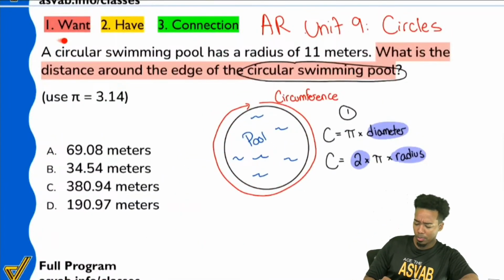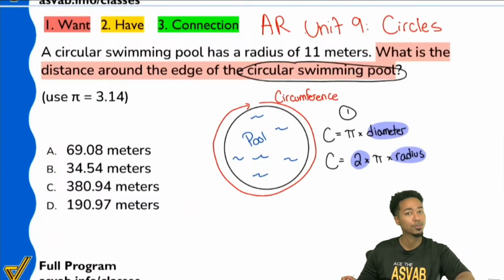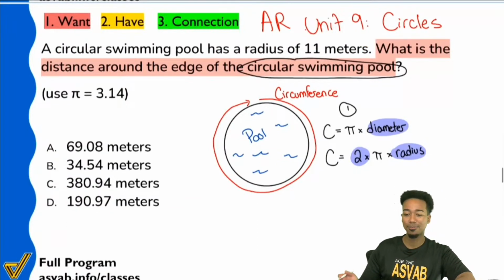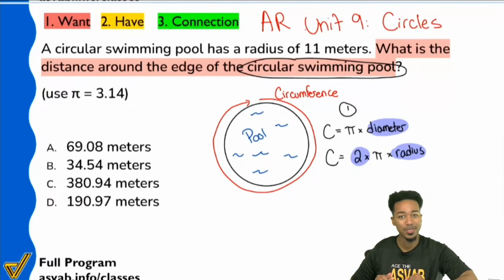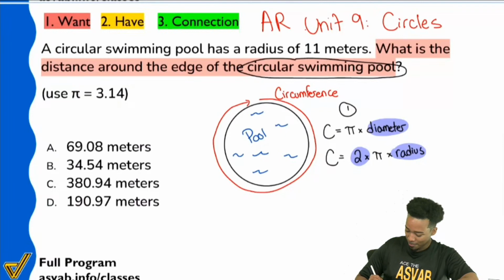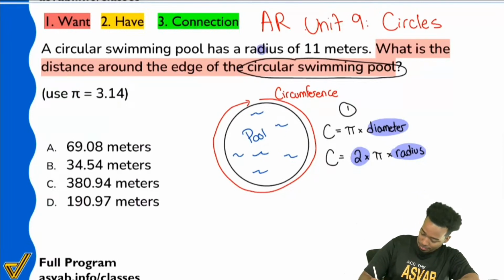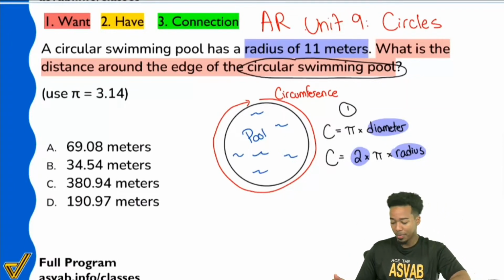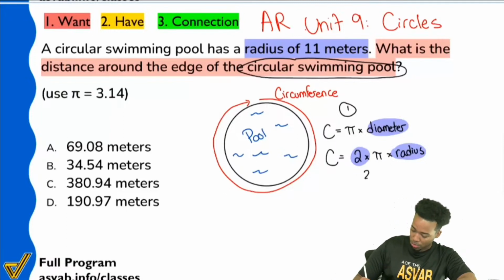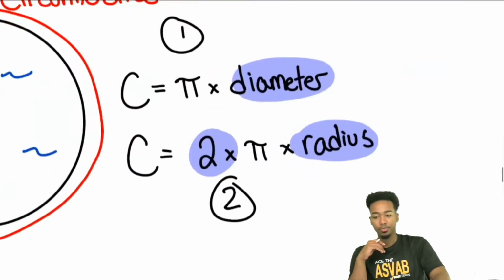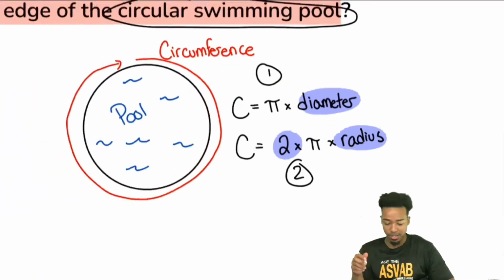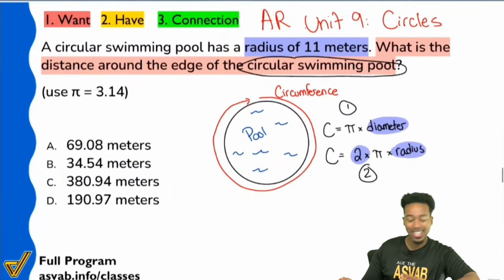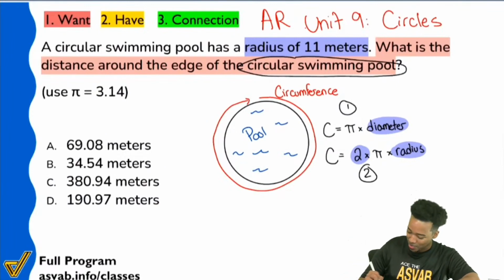A circular swimming pool has a radius of 11 meters. Wow, they really kind of made this one easy for us, right? They didn't say the distance from the middle to the end. They just said, hey, the radius, I'm going to give it to you. It makes our lives a little easier because, boom, right there, everybody. Which formula are we going to use? Number 1 or number 2? Number 2. They gave you the radius. They tell you the radius is 11. Take advantage of the blessing they gave you right away.